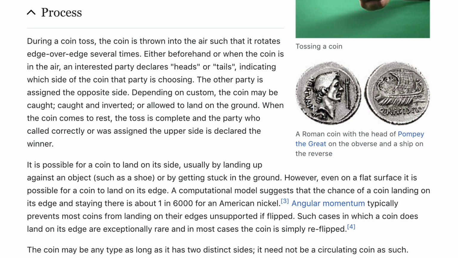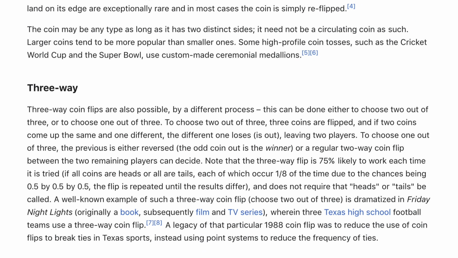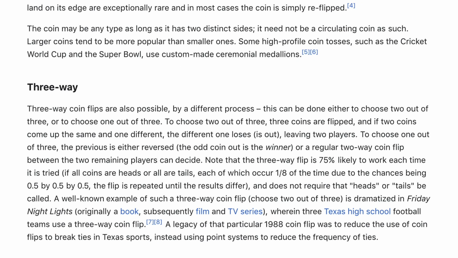It is possible for a coin to land on its side, usually by landing up against an object, such as a shoe, or by getting stuck in the ground. However, even on a flat surface, it is possible for a coin to land on its edge. A computational model suggests that the chance of a coin landing on its edge and staying there is about 1 in 6,000 for an American nickel. Angular momentum typically prevents most coins from landing on their edges unsupported if flipped. Such cases in which a coin does land on its edge are exceptionally rare, and in most cases, the coin is simply reflipped.